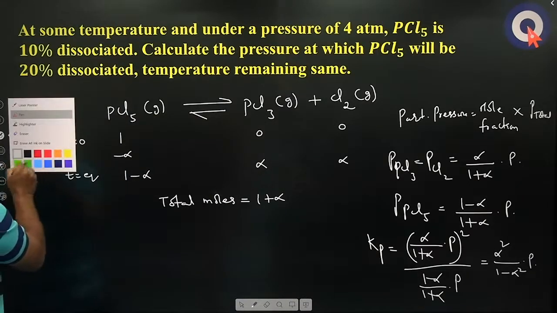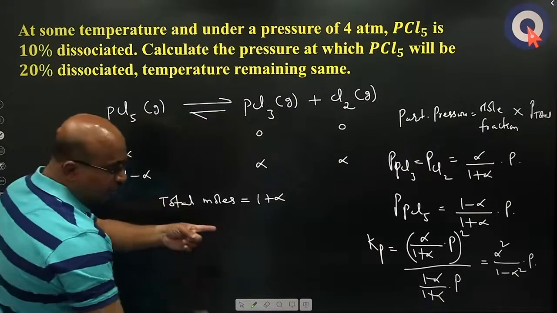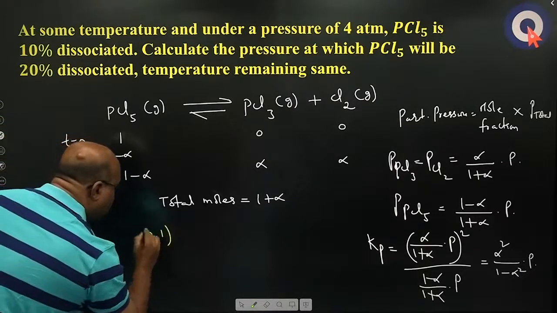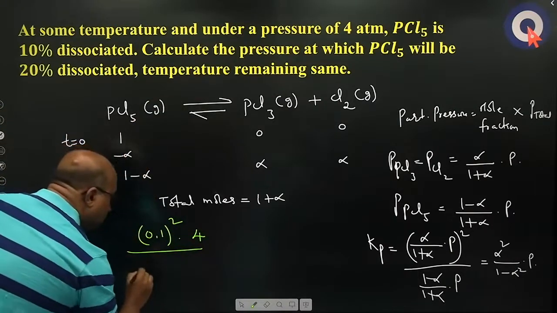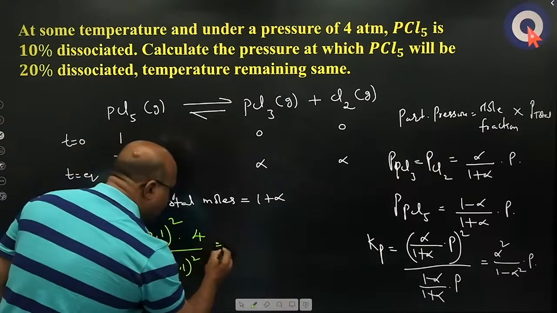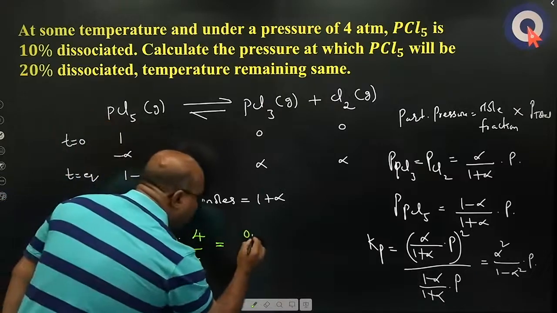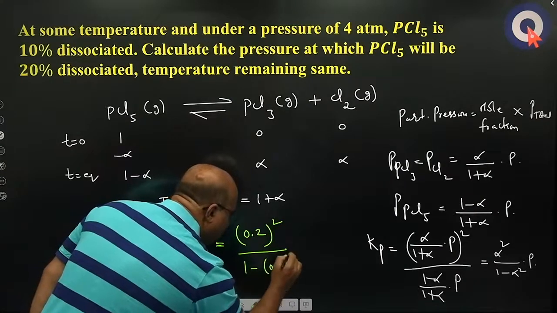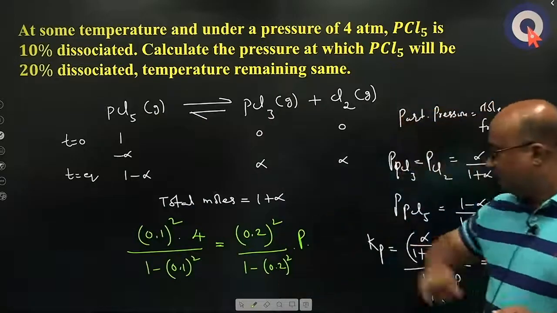So what is this we use? Kp is the same at different pressures, while different alpha values may exist. So it is 10%, that is 0.1 whole square, at a pressure of 4, what is given? This is nothing but 1 minus 0.1 whole square, is equal to, what we need to calculate, where the degree of dissociation is 20%. So it is nothing but 0.2 whole square by 1 minus 0.2 whole square into P. That is what we can derive from simplifying this.